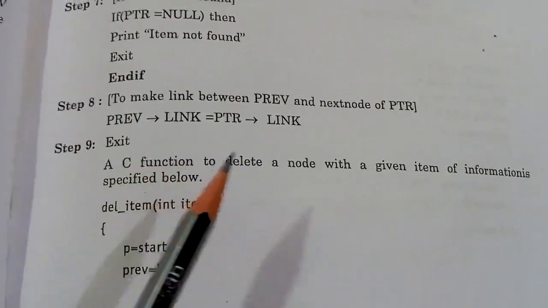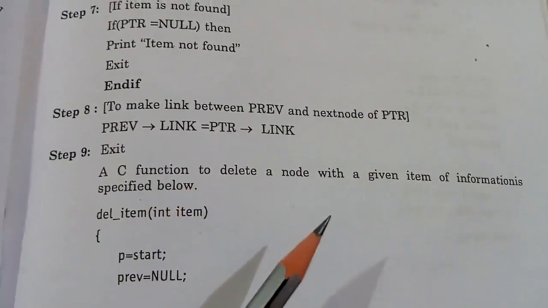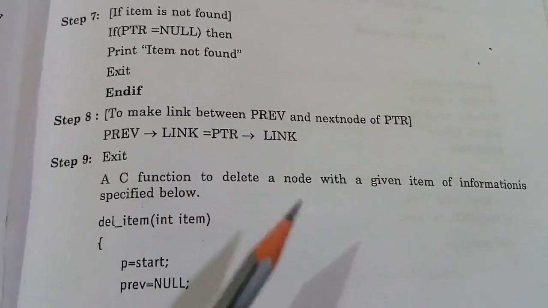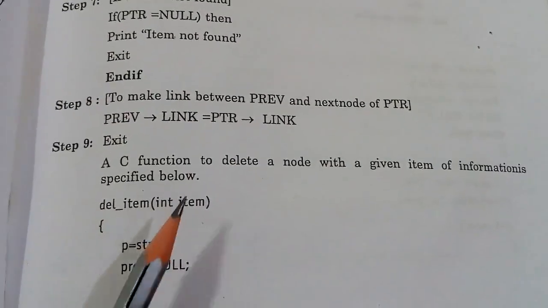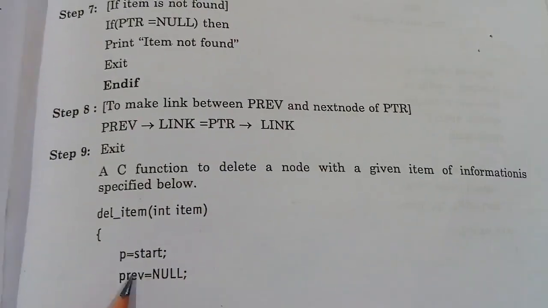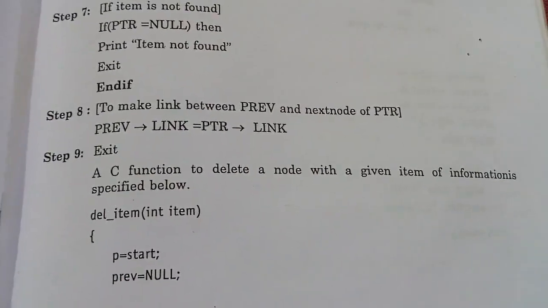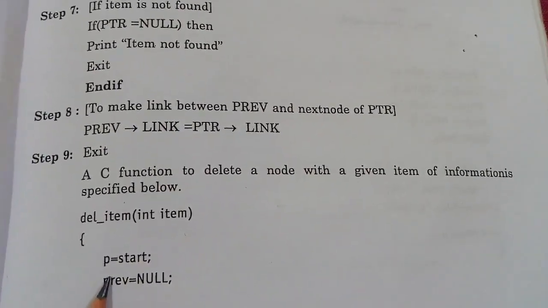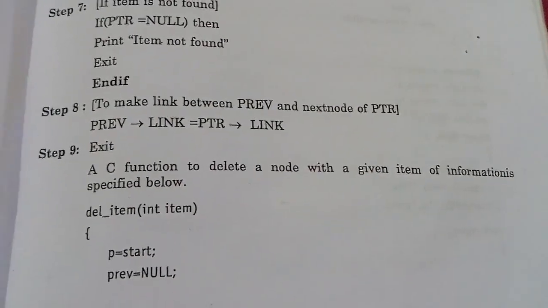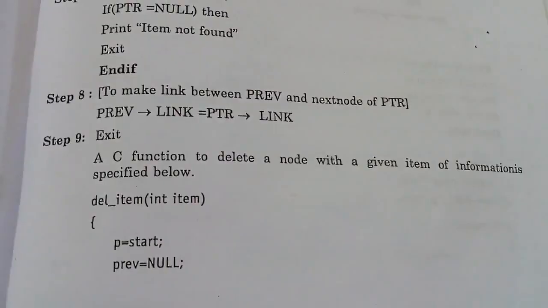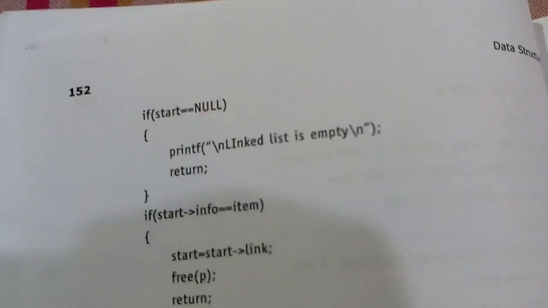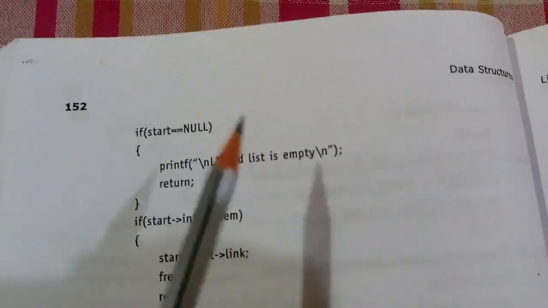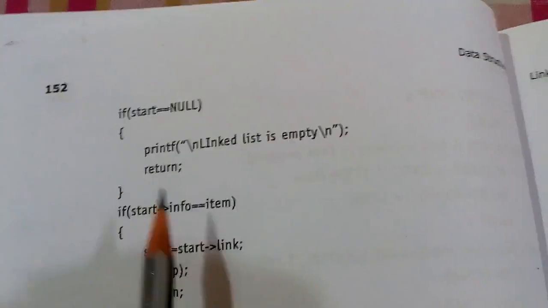Next, a C function to delete a node when the item is specified. So this is the function delete item, int item. Initially, ptr is equal to start and previous is equal to null. Here p is nothing but ptr. Check if the linked list is empty. If start is equal to null, then print linked list is empty, and return.